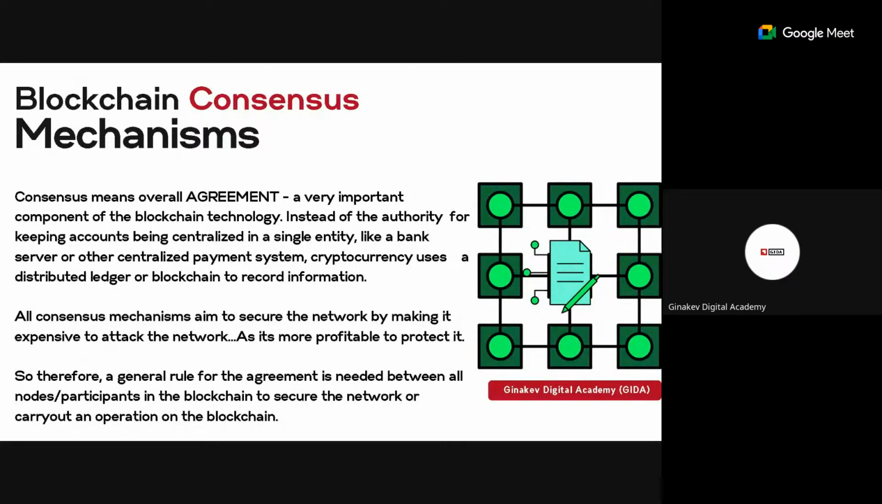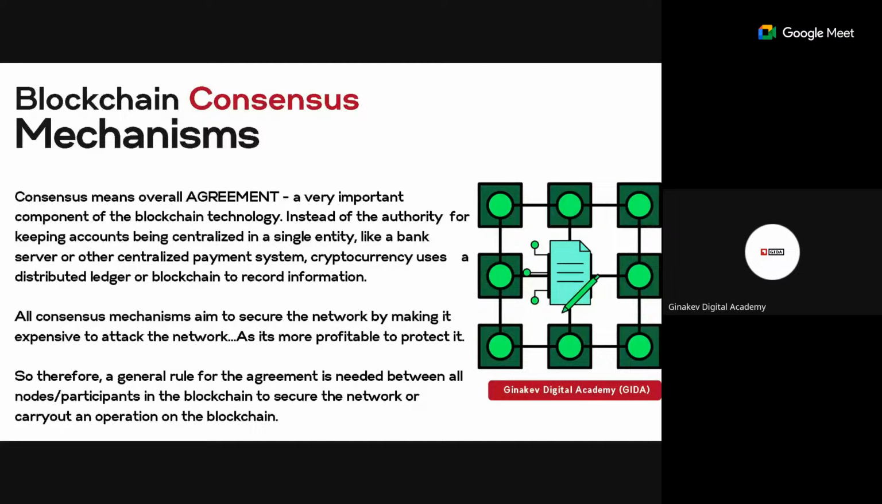So here I took consensus at the beginning of this call where I asked the question of whether we should start this class or continue waiting. And everybody affirmed and said we should start, right? So what was written here is: consensus means an overall agreement, a very important component of blockchain technology. Instead of the authority for keeping accounts being centralized in a single entity, like a bank server or another centralized payment system, cryptocurrency uses a distributed ledger or blockchain to record information.